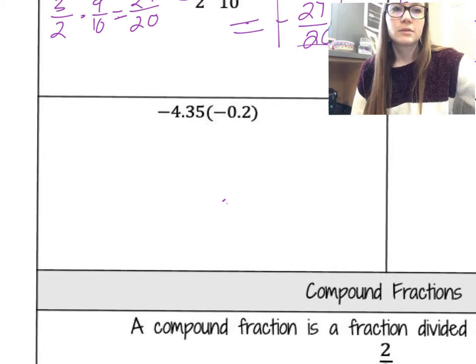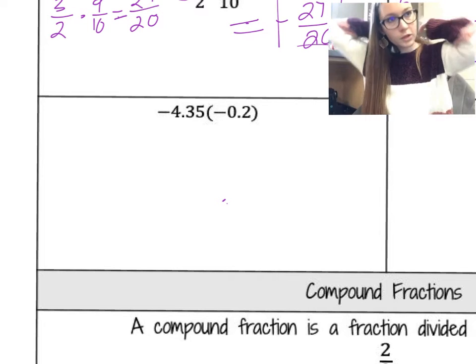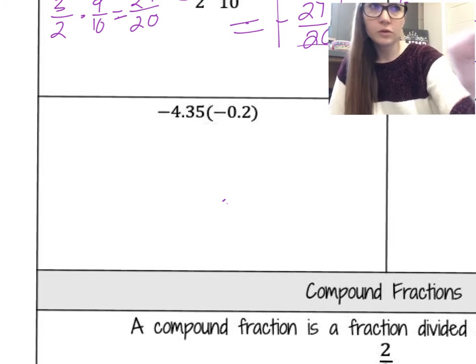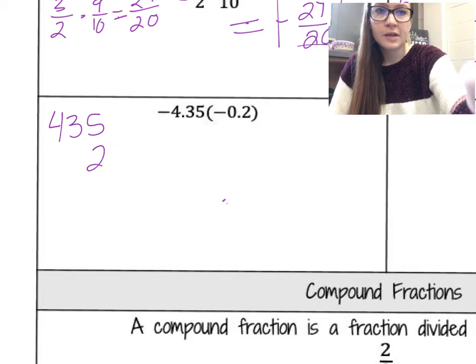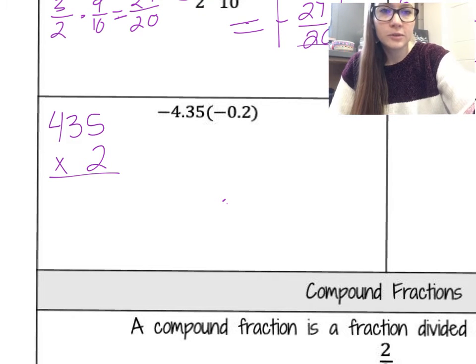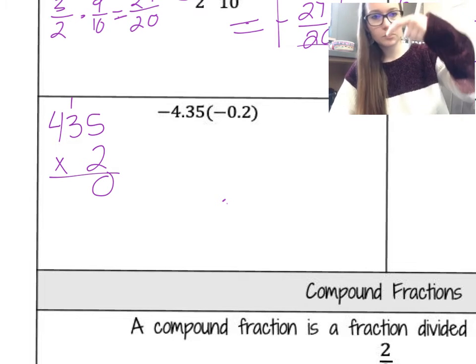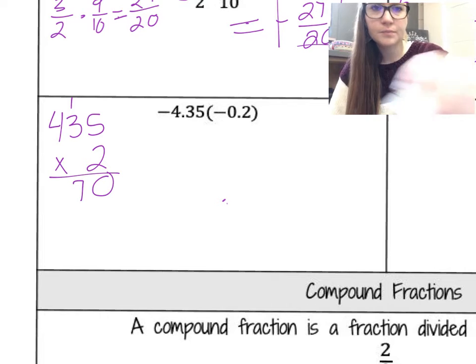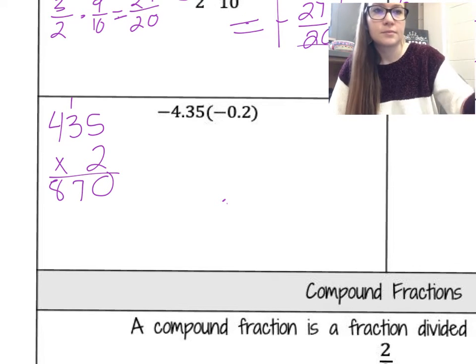All right, some decimals. So we're going to multiply like normal. We're going to pretend the decimals aren't there for a second. So 4, 3, 5 times 2. Okay, 5 times 2 is 10, carry the 1. 2 times 3 is 6, plus that 1 is 7. And then 2 times 4 is 8.